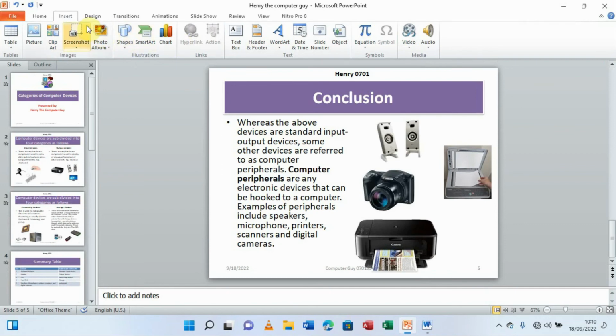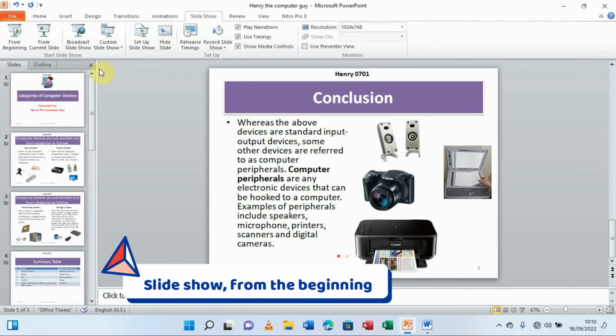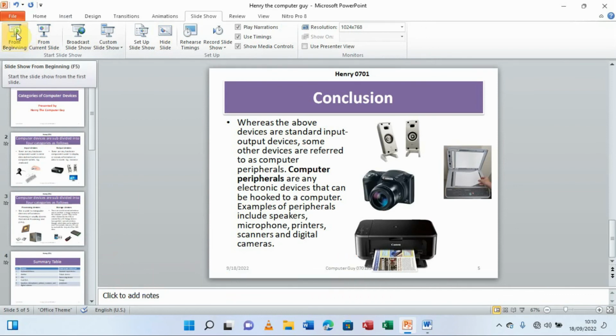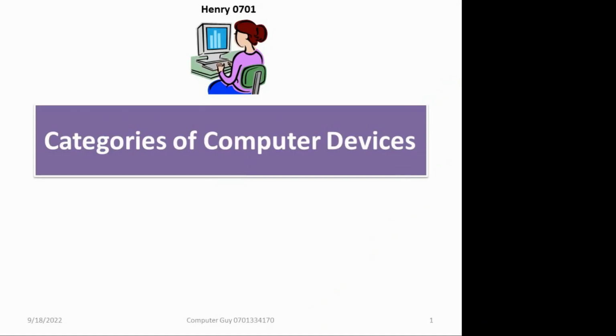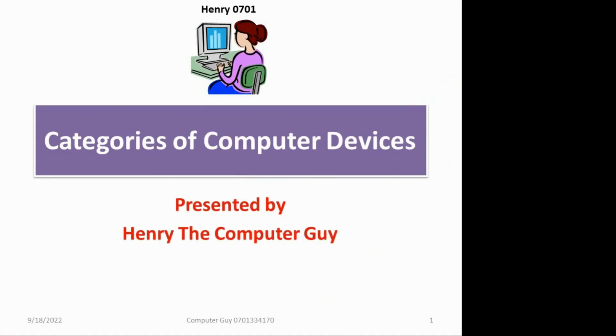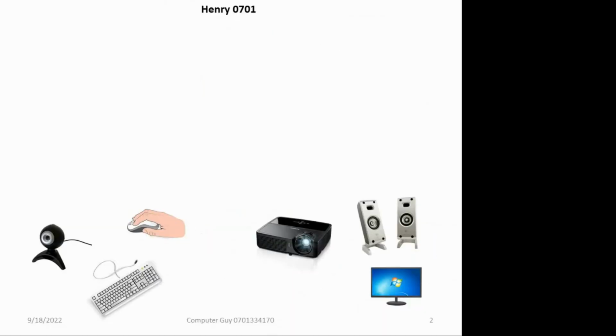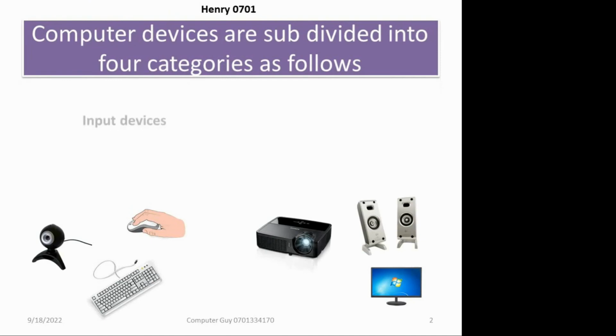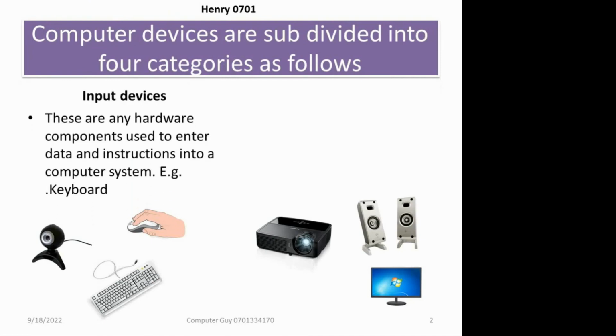So having done all our presentation, we click on Slide Show. Then we can say From the Beginning. Then we give it time and see what it's going to show. So just like Categories of Computers, presented by Henry the Computer Guy. So that means you'll be having this kind of information just like that. They will come just like that.